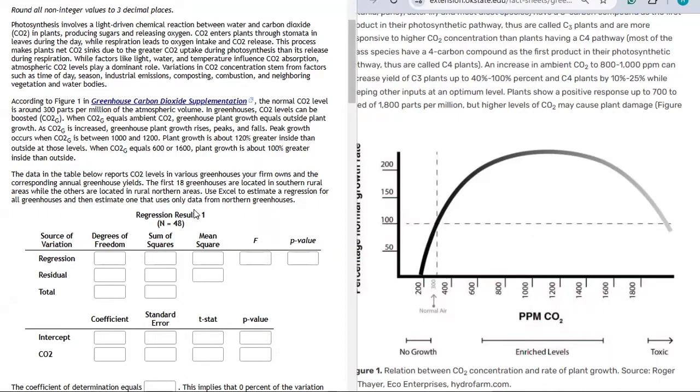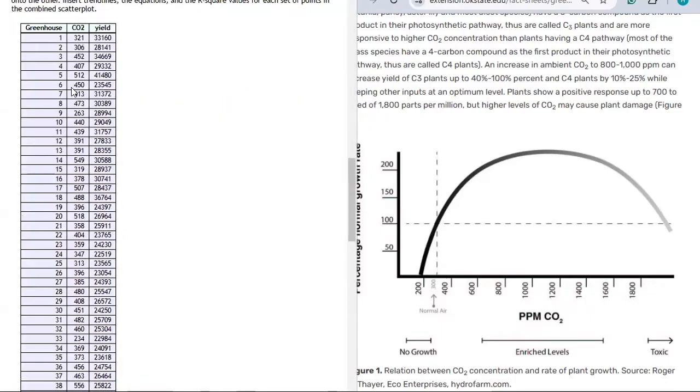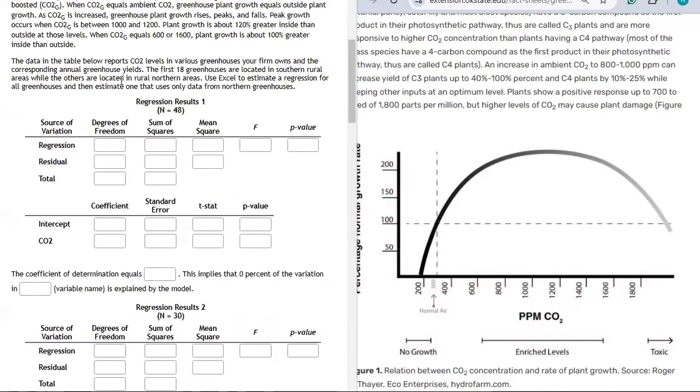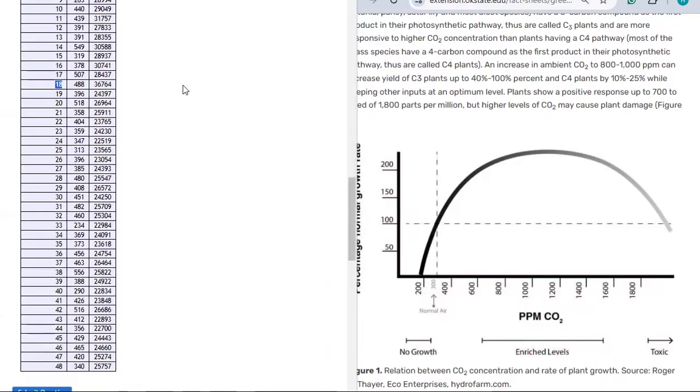The data at the bottom of the table represents CO2 levels in various greenhouses your firm owns and the corresponding annual greenhouse yields. The middle column is CO2 levels inside the greenhouses, and yield is the yield. And we're growing the same crop inside the greenhouses. Every greenhouse has the same exact crops in it. We're trying to replicate the soil conditions. So we're going to control for a lot of things, but all we're going to do is vary CO2 levels. Now, the first 18 are greenhouses that are located in southern rural areas, while the rest of them are in northern climates.